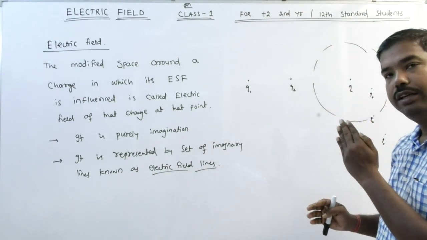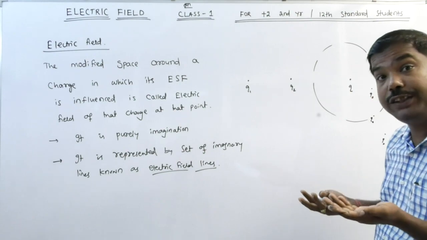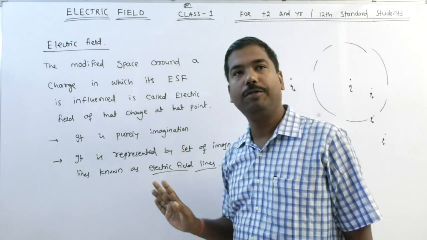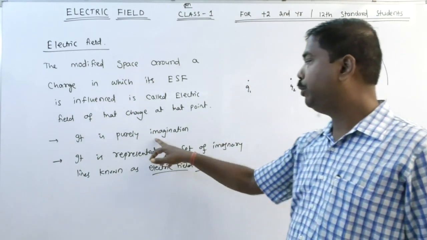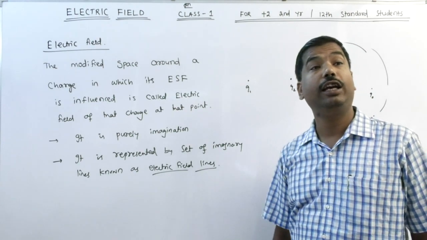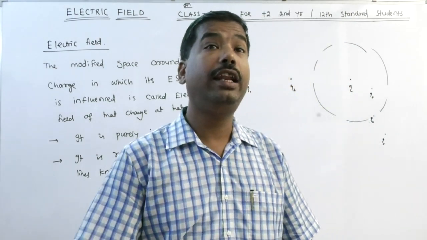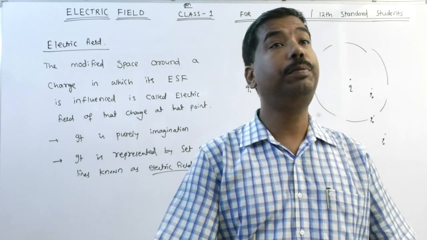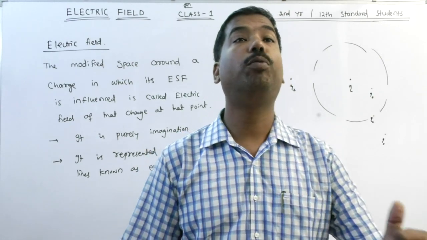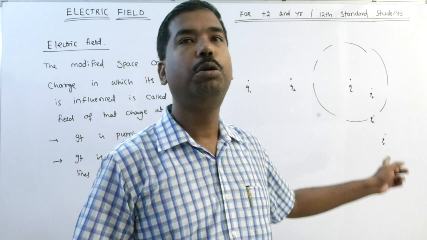And if we move away, its electric field gradually decreases. It means it is more effective in which region? That region is called the electric field. Clear? Now, it is purely imagination and it is represented by a set of imaginary lines known as electric field lines. Now the question arises, sir, if that electric field is stronger or weaker, how much is it, and how is it measured?